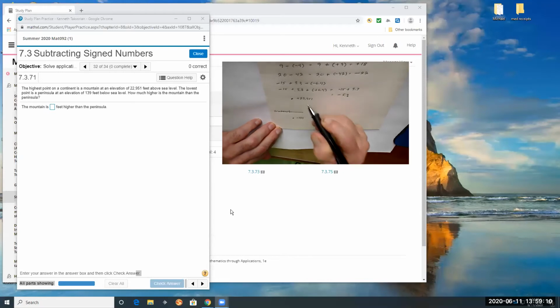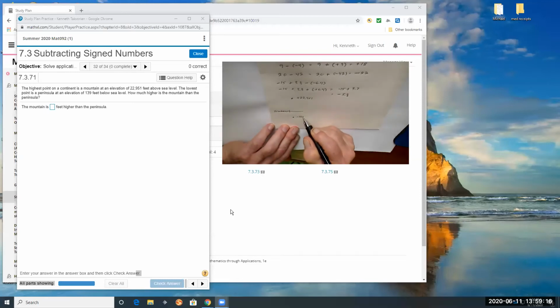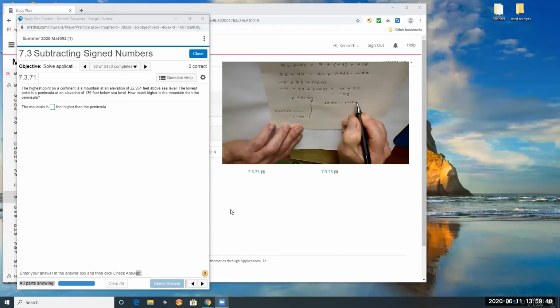And how much higher is the mountain than the peninsula? That means we want to find the distance from the lowest point, from here, all the way up to there. We have to pass through 0 and then continue climbing. This is not an addition problem. This is a subtraction problem. We need to take 22,951, subtract from it the lowest point, which is -139.